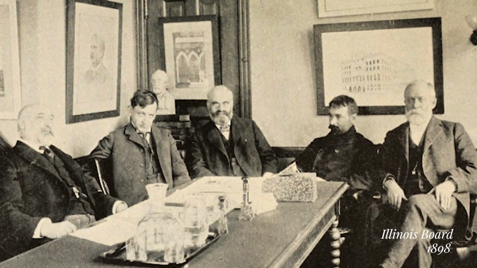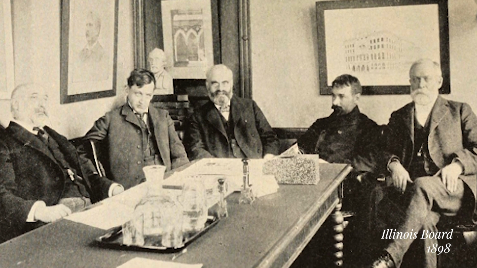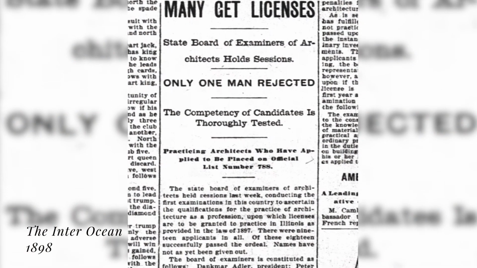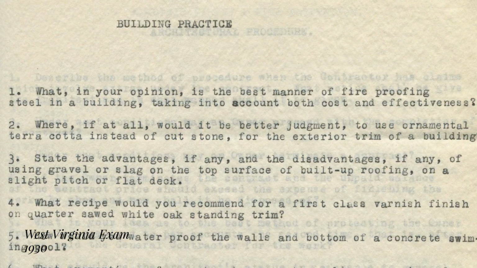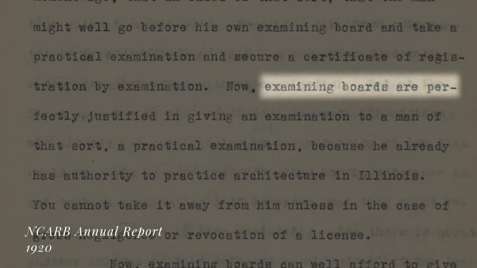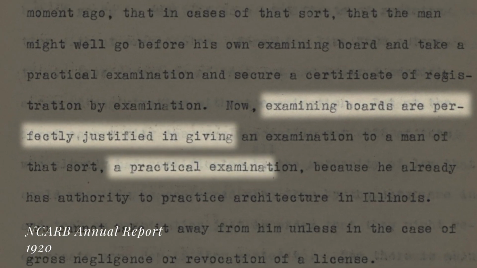In January 1898, the Illinois Board administered the nation's first architect licensing exam. As more states adopted architect licensing laws in the early 1900s, they each developed their own standards for licensure and examinations, making it difficult for licensed architects to practice across state lines.